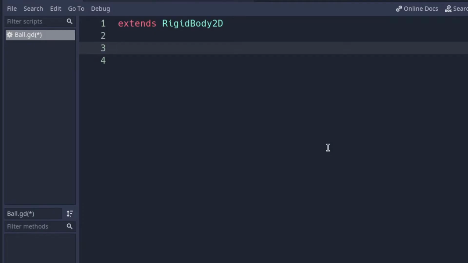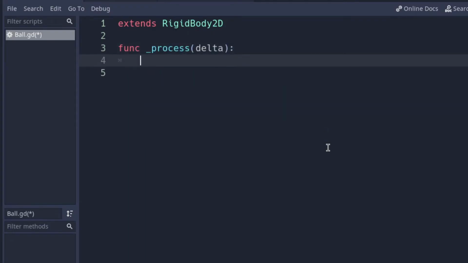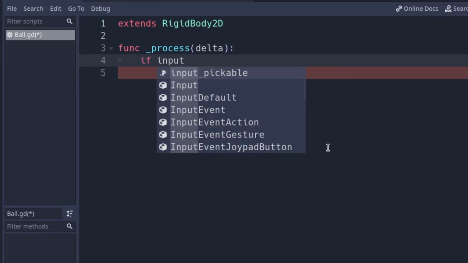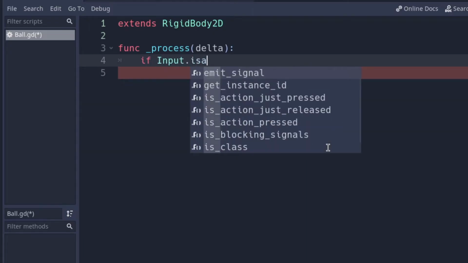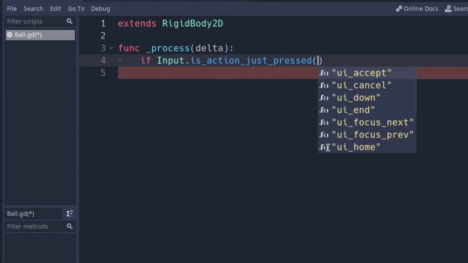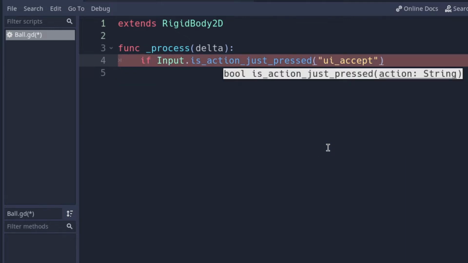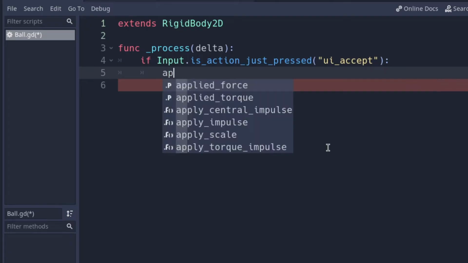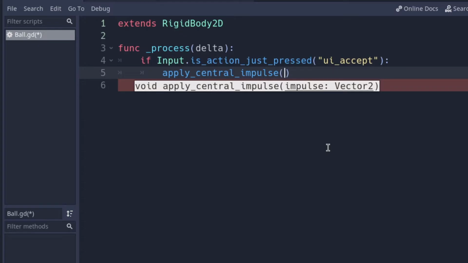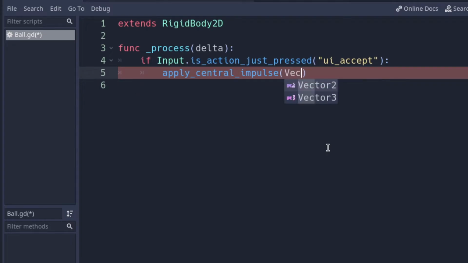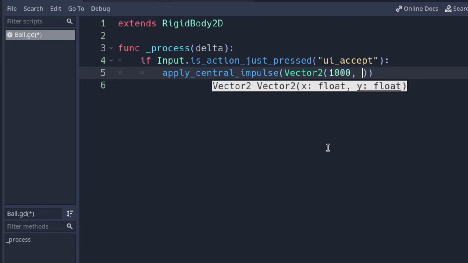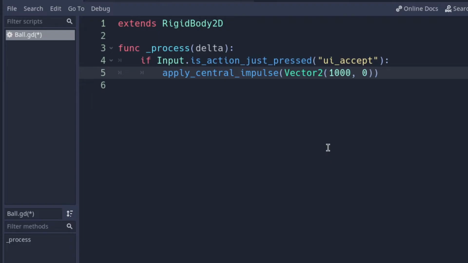For this, let's attach a script to the rigid body, and in there, let's add the process function. And in the process function, let's add an if statement, checking for if the UI accept action is pressed. This is either the spacebar or the enter key. And then in there, let's add the apply central impulse function. As you can see, this takes a vector 2. The vector 2 will decide its direction, and the length of the vector will decide its strength. So similar to what we've done before, let's set the x value to 1000 and the y value to 0.